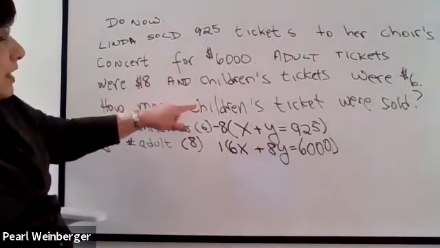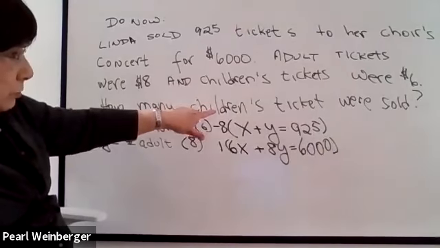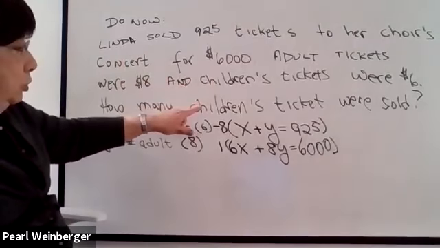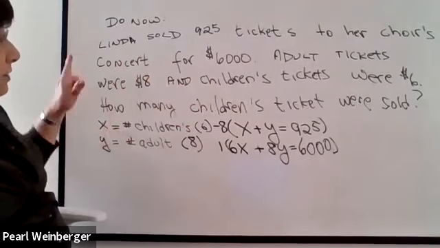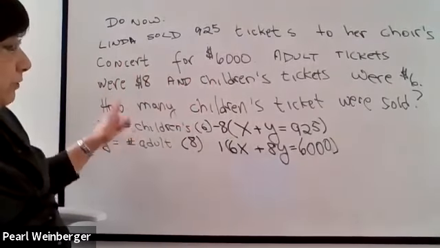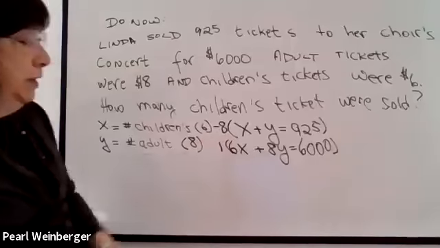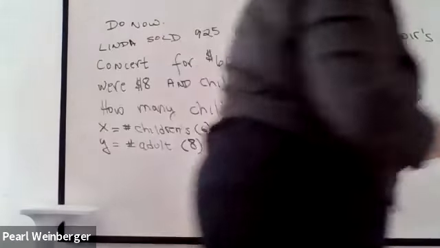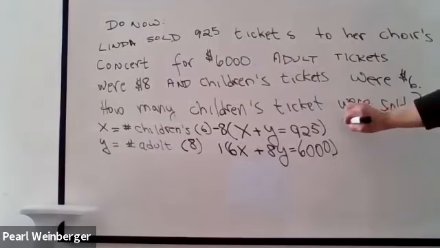Sometimes it pays to really read that question carefully. If it just asks you for one of the values, make sure that you're getting the right one. We said children's tickets stand for X. That's what we're looking for. We're looking for the value of X. So we're trying to get rid of the Y. Okay, so what did you get for your first equation?